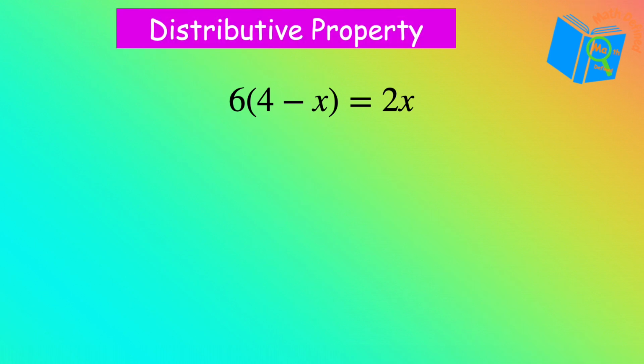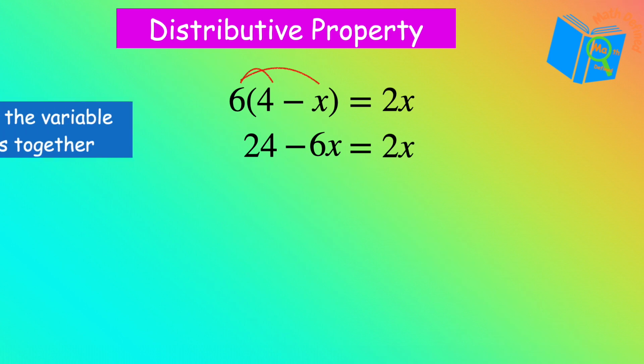So what is the distributive property? Well, it's just a fancy way of saying that we need to multiply the number outside of the parentheses to each term inside the parentheses. This is also the first step to solving this equation. So we will multiply the 6 here on the outside to the positive 4 inside the parentheses to get positive 24. Then we need to multiply the 6 to negative x to get negative 6x. And we need to bring down the 2x.